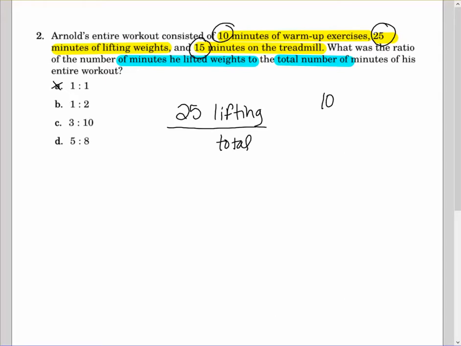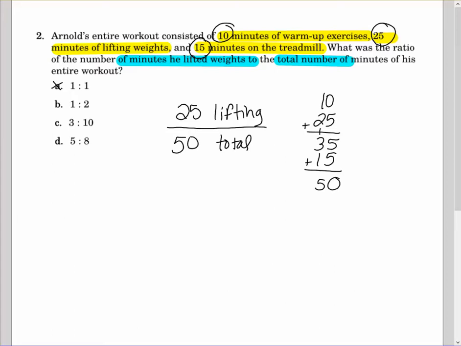Different chunks of his workout. So 25 plus 10, or 10 plus 25, gives us 35 minutes, but he's got another 15 on the treadmill. So we would have a total workout of 50 minutes. So you have 25 to 50. That's obviously not up there.